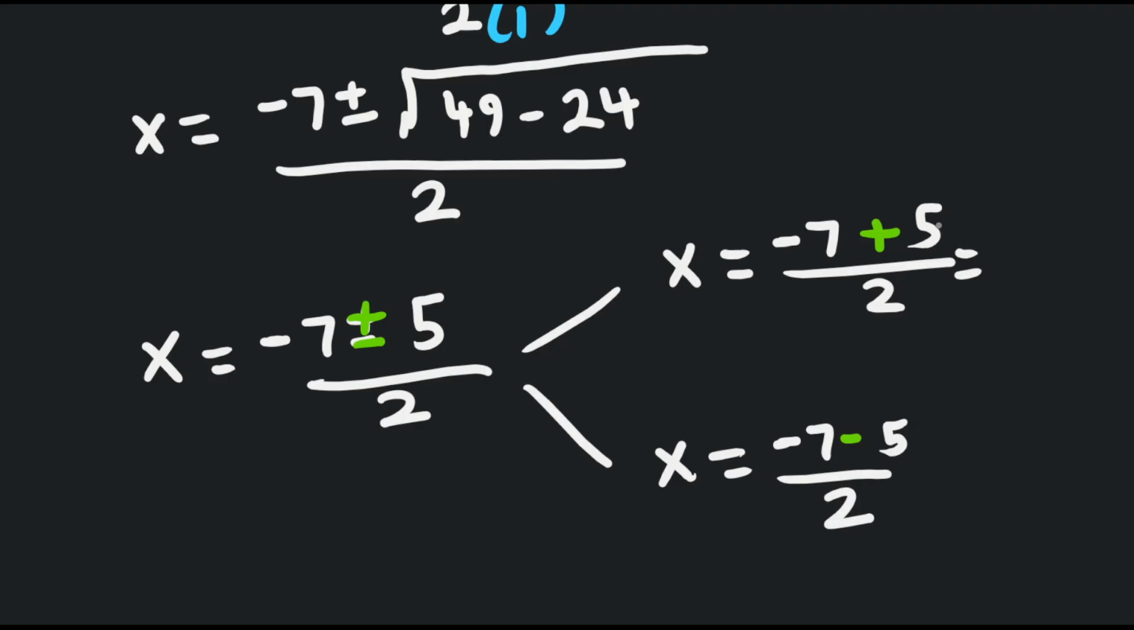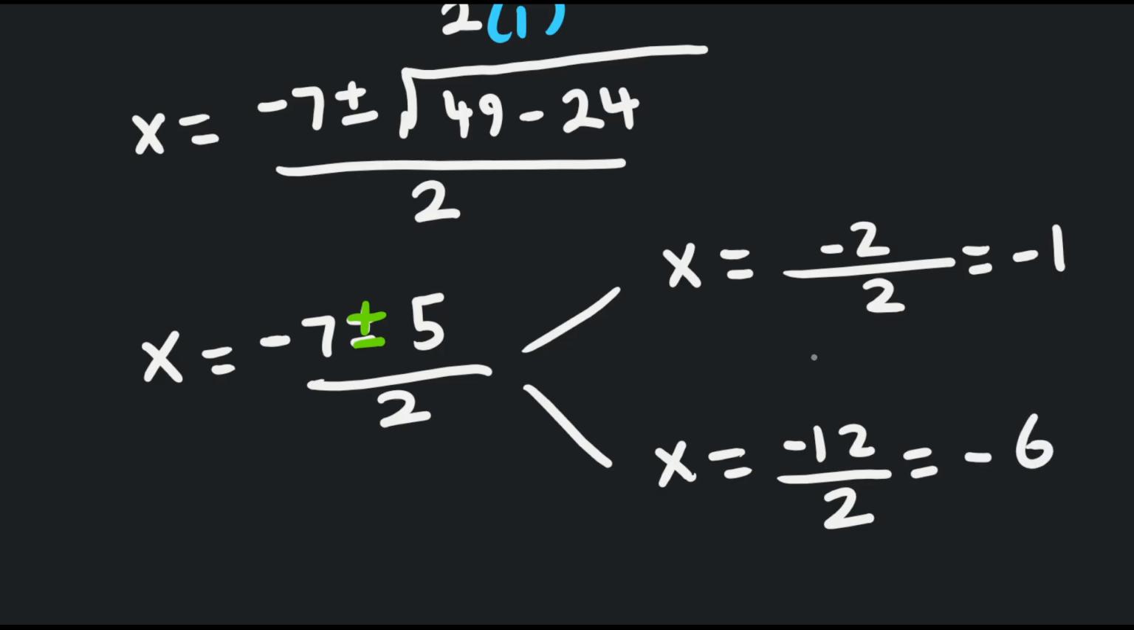What's -7 plus 5? So -7 plus 5 is -2. Let's write that. And what's -2 divided by 2? That is -1. Now let's evaluate this. What's -7 minus 5? That is -12. And what's -12 divided by 2? That is -6. And those are our two solutions: x equals -1 and x equals -6.